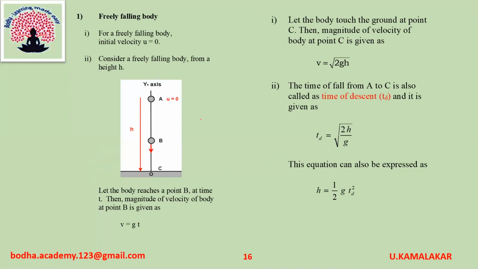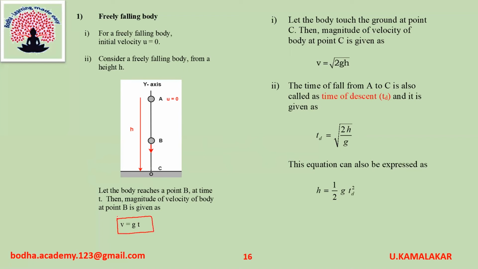Next topic, freely falling body. For a freely falling body, initial velocity u is equal to 0. Consider a freely falling body from a height h. Let the body reach a point B at time t. Then the magnitude of velocity of the body at point B is given as v = gt.